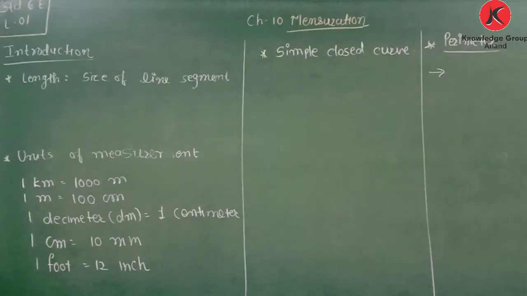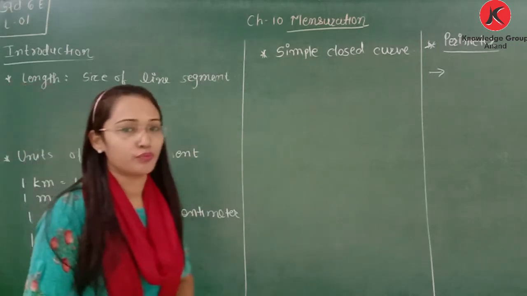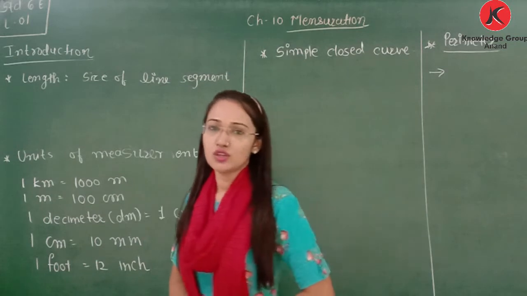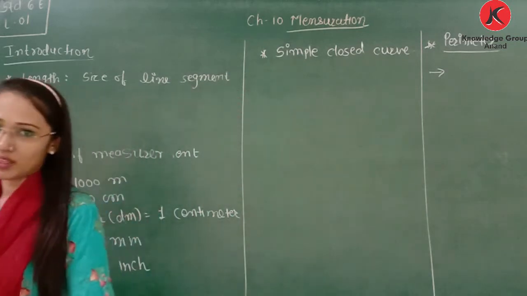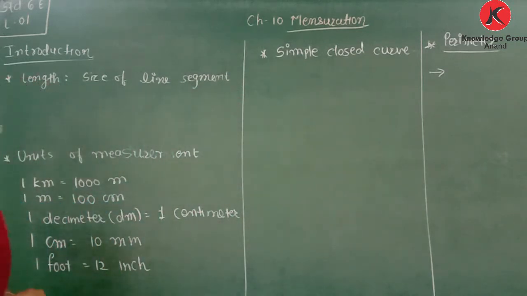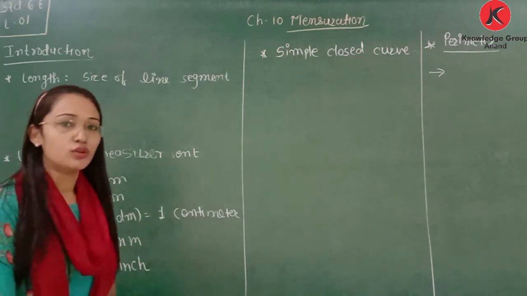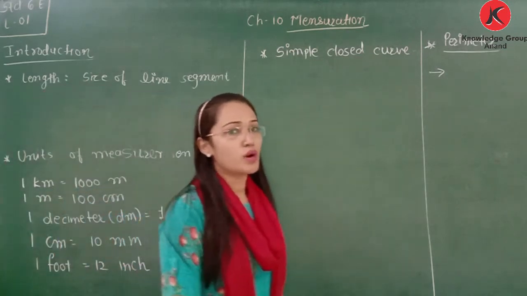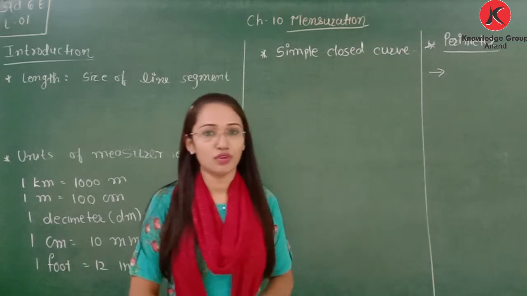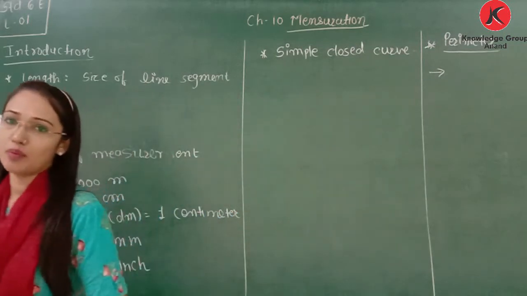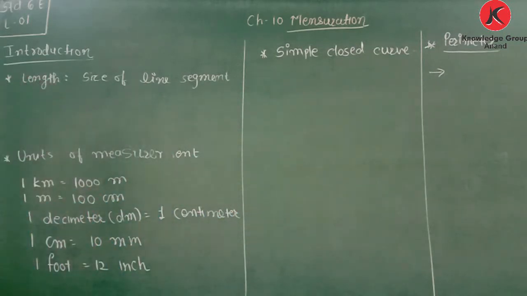Good morning, friends. Today we will start a new chapter, chapter number 10, mensuration. Mensuration is all about the geometrical shapes that we already learned in a previous class. You learned about the area, also about the perimeter. So in this chapter we will learn about the area and perimeter of closed figures. First of all, let's revise some concepts of the previous standard.